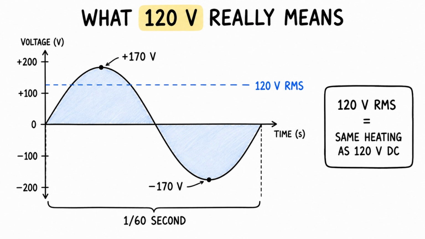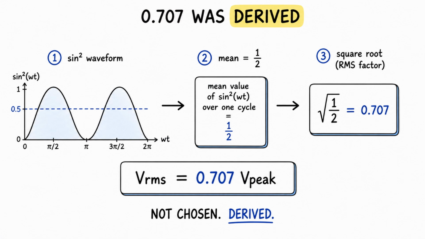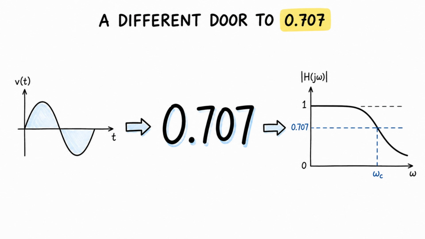The 120 volts on the label is the RMS equivalent, the DC voltage that would deliver the same heating power. And the specific number 0.707 is the square root of the average of the squared sine function. Not chosen, but derived. Now let us go to a completely different place in electrical engineering and watch 0.707 arrive through a completely different door.